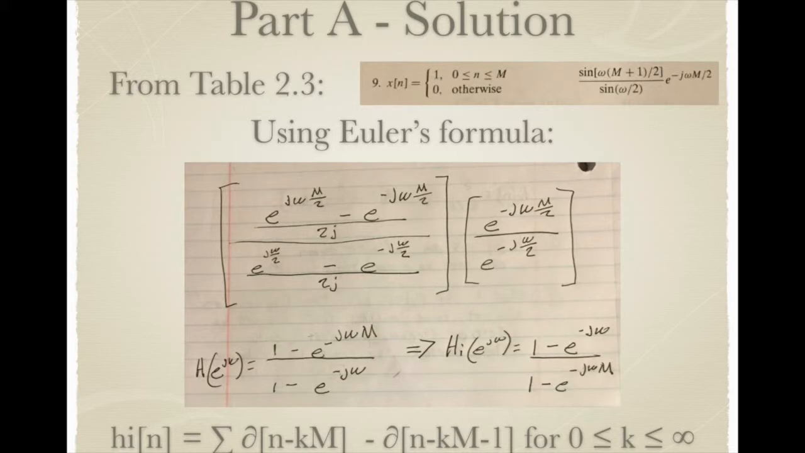This simplifies to H(e^jω) equal to (1 minus e^(−jωM)) divided by (1 minus e^(−jω)). And so the inverse of that, you just simply flip it. The discrete-time signal h_i[n] becomes the summation of δ[n minus kM] minus δ[n minus kM minus 1] for k between 0 and infinity.